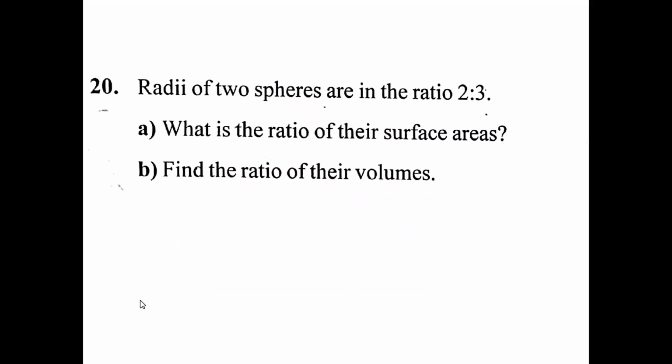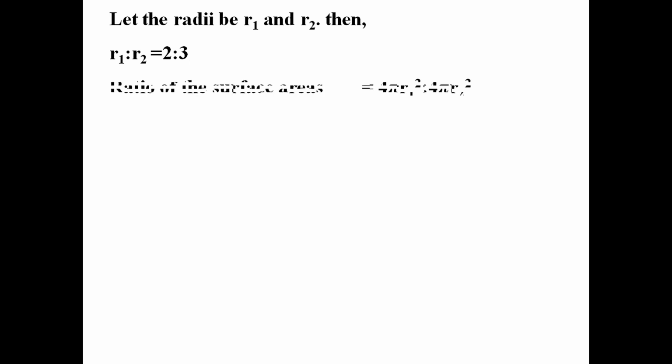20th problem. Radii of two spheres are in the ratio 2:3. What is the ratio of the surface areas? Find the ratio of the volumes. Let the radii be R1 and R2. Then R1 is to R2 equals 2:3. Let us find the ratio of the surface areas. That is equal to 4 pi R1 square is to 4 pi R2 square. 4 pi can be cancelled and we can write R1 square is to R2 square. That is 2 square is to 3 square, which equals 4 is to 9. Therefore, the ratio of the surface areas is 4:9.